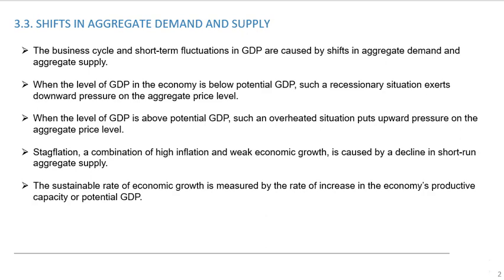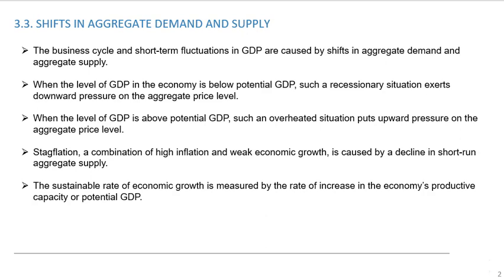When the level of GDP in the economy is below potential GDP, such a recessionary situation exerts downward pressure on the aggregate price level. When the level of GDP is above potential GDP, such an overheated situation puts upward pressure on the aggregate price level. Stagflation, a combination of high inflation and weak economic growth, is caused by a decline in short-run aggregate supply.